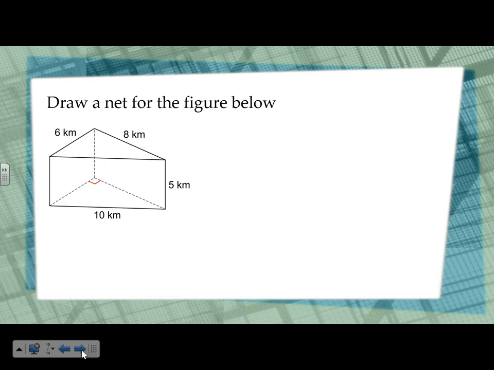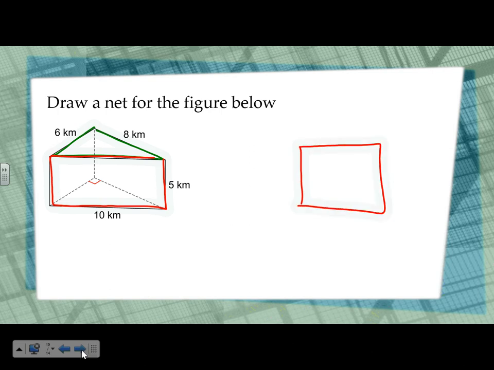So draw a net, sorry about that. Draw a net for the figure below. So now we actually do have bases. So these bases are the triangle. And again, the other one we did, you just had the option because everything is a rectangle. So I don't start with the bases. That's the last thing I do. So I'm going to start with the shape that is in front here. That's how I always like to start.